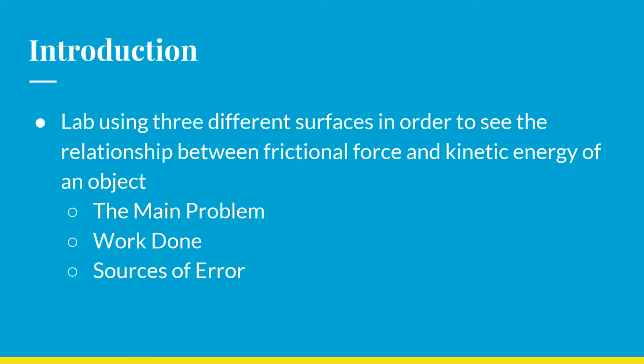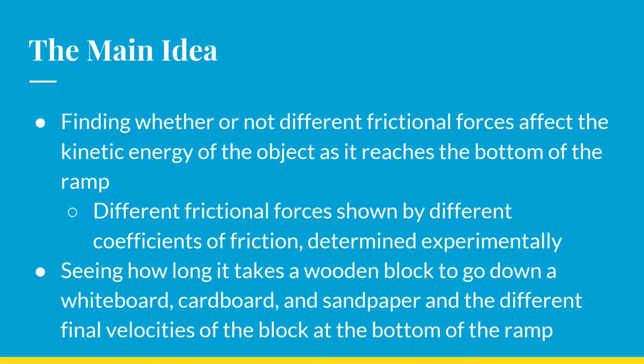For this lab, we used 3 different surfaces in order to determine the relationship between frictional force and kinetic energy of an object. The main idea of the lab was to determine whether or not different frictional forces affect the kinetic energy of the object as it reaches the bottom of the ramp. Different frictional forces shown by different coefficients of friction are determined experimentally.